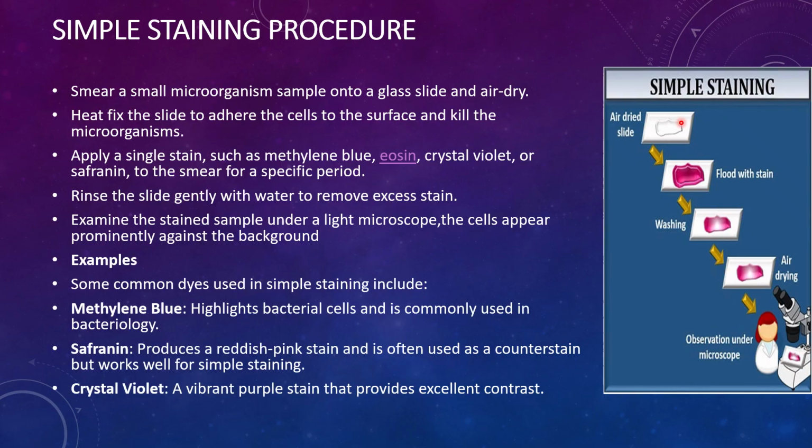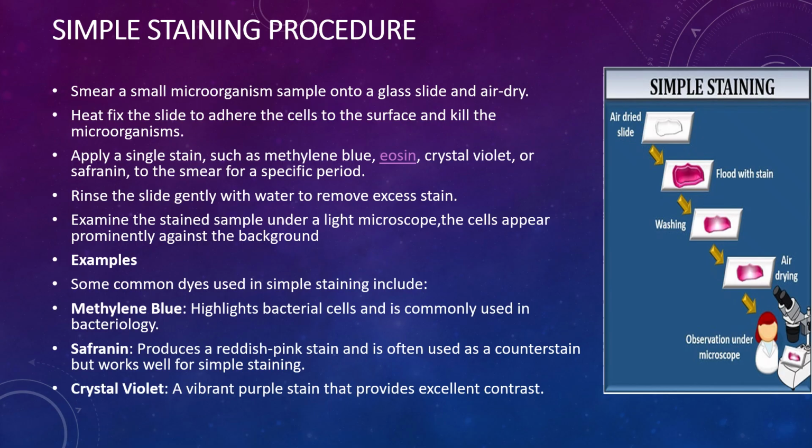Here we use many different stains. Methylene blue highlights bacterial cells and is commonly used in bacteriology. As the name tells, it gives you a blue color. Safranin produces a reddish pink color and is often used as a counterstain, but works well for simple staining also. Next is crystal violet, a vibrant purple stain that provides excellent contrast. Like this there are many stains, which give you different colors, and they have different properties as well.